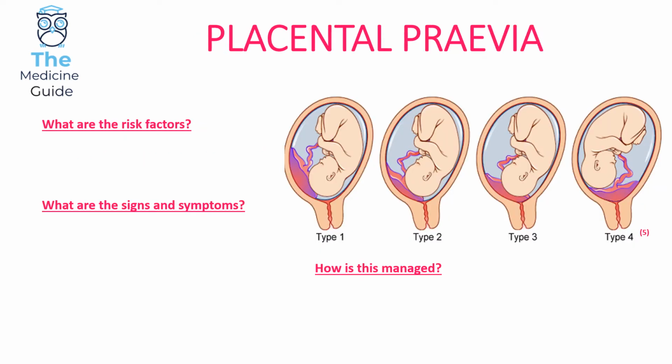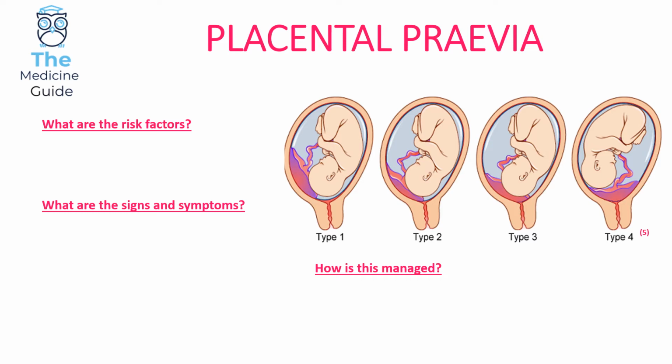so now let's move on to placenta previa. So in a placenta previa, this can be described as a low-lying placenta. So this is when the placenta will implant itself partially or completely over the internal cervical os.